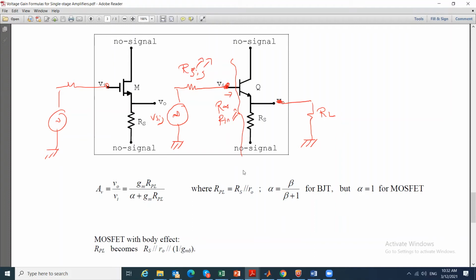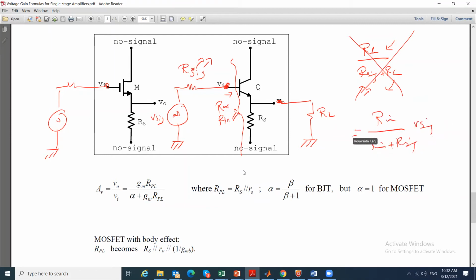Instead of plugging this small R load here and having the signal be R load over R sig plus R load, which, if R sig is very large or R load is small, means I will lose most of it, I am going to interface it with some Rin which is very large. So then Vin will be equal to this much, and then the gain is 1, so I will transfer the signal to this output. So that's the objective of this circuit.